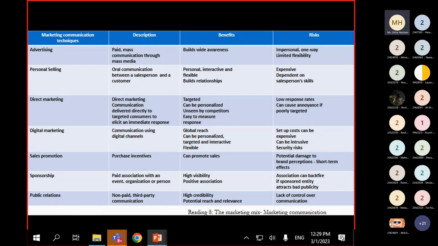Right. You have somebody else who is speaking about Panda. So you are more likely to believe what they say about this third party, more likely than you believe that Panda is speaking about itself. We do this and we do that. But when a third party speaks about the organization, you are more likely to believe, and this is the power of PR. Okay? And this is why it has high credibility and potential for reach and relevance. Now, the risk of public relations is that it lacks control on the communication. You don't always have control of what the other party will say about you.